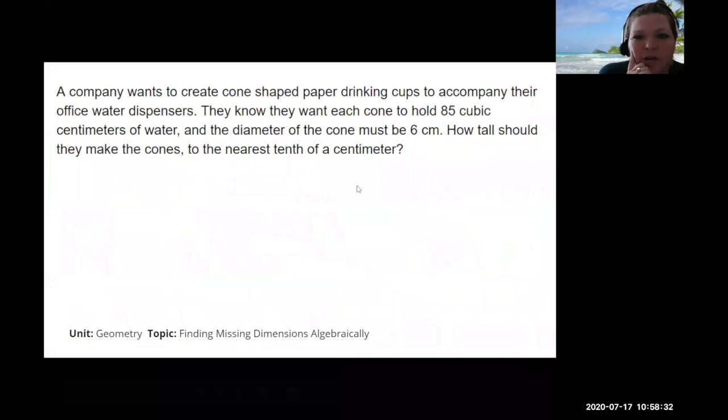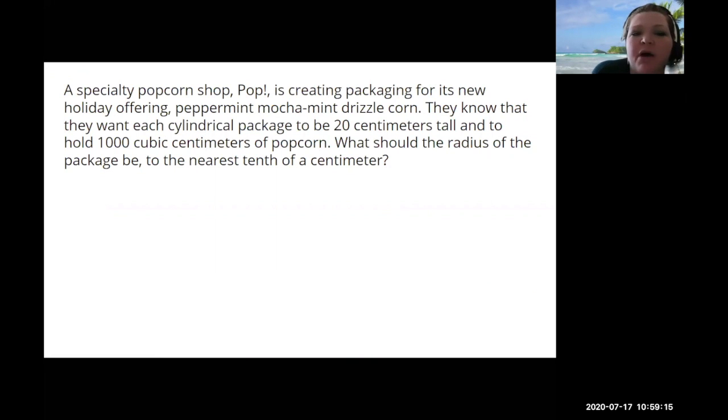This is geometry, and this is as challenging as those formula problems get. We're finding missing dimensions algebraically this time. We are going to have a lot of algebra skills to solve these multi-step equations that come up when we do this. Let's try another. A specialty popcorn shop, Pop, is creating packaging for its new holiday offering, peppermint mocha mint drizzle corn.